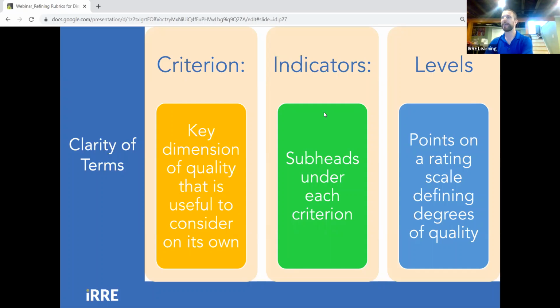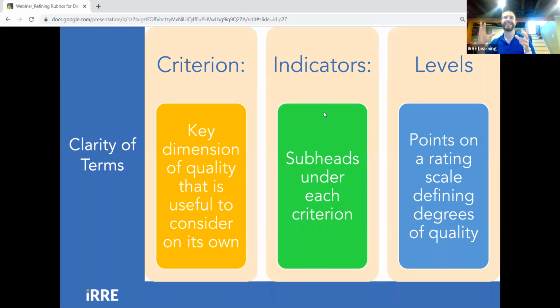But they also have a lot of helpful things to say about instruction as well. And this is one particular protocol and rubric that we have found particularly useful in bringing to our partner site. The term we'll use today is criterion, and that is a dimension of quality that's useful to consider on its own. And I'll more clearly illustrate that in just a moment.